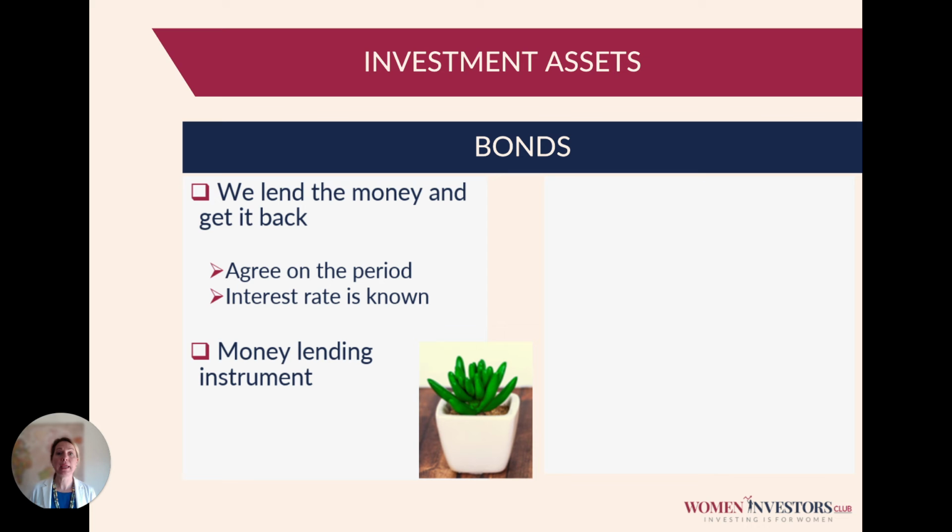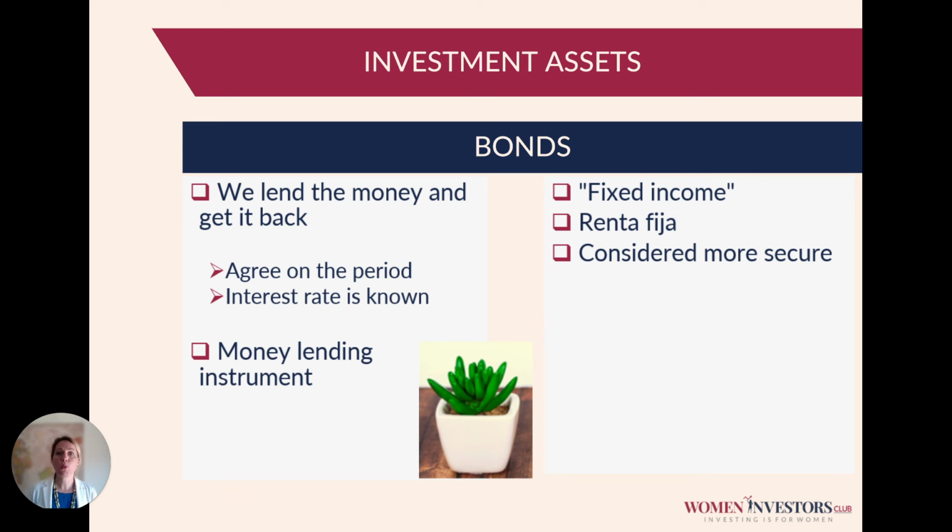It is a money lending instrument. So we lend money. It's also called fixed income, because the interest rate is fixed in advance. It's the same every year. That's why it's called fixed income. So if we read financial news, we will see this phrase, and we now understand that they refer to bonds. In Spanish, it would be renta fija.